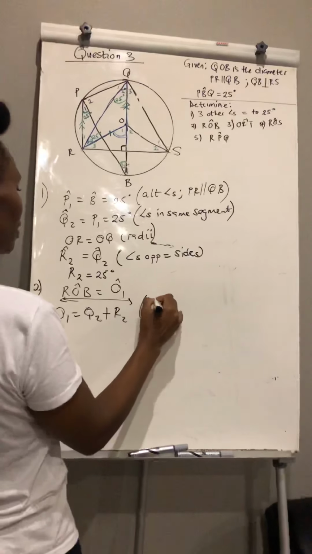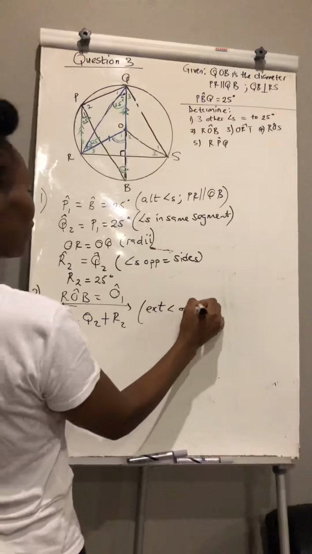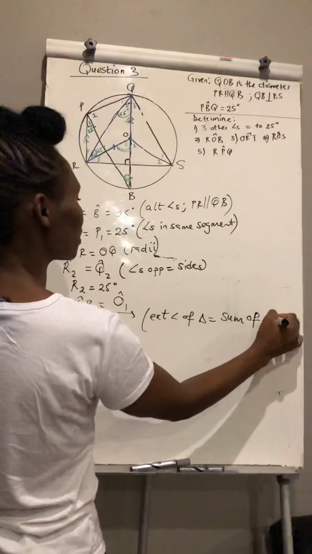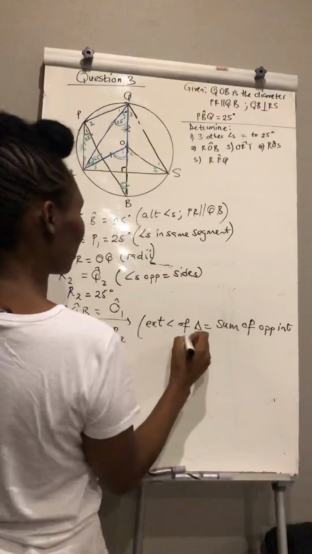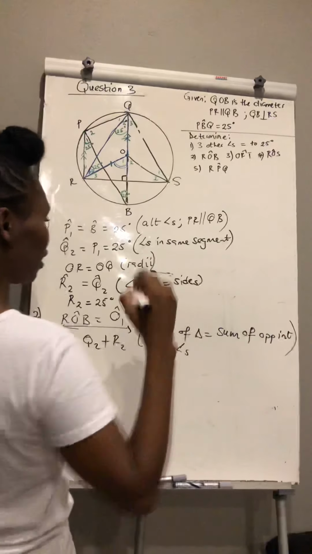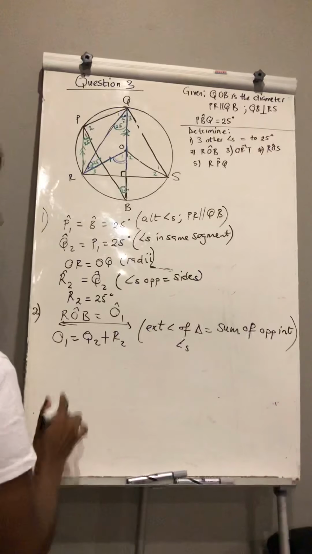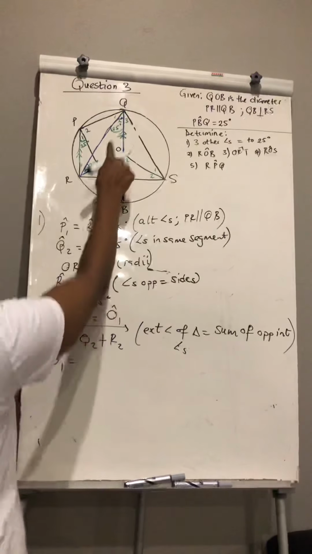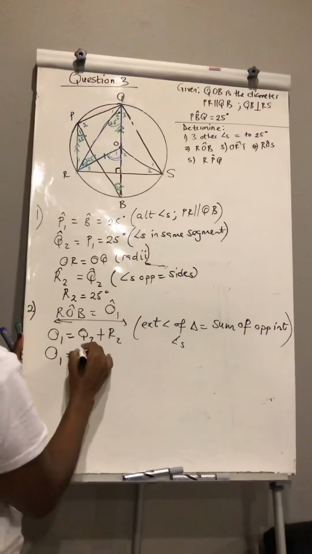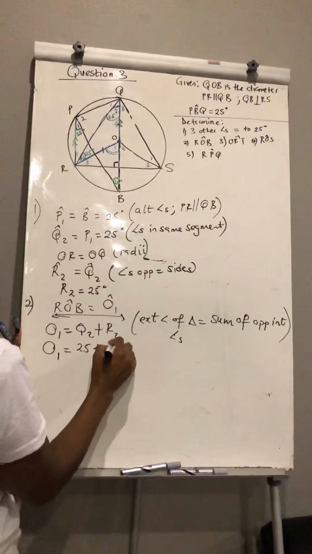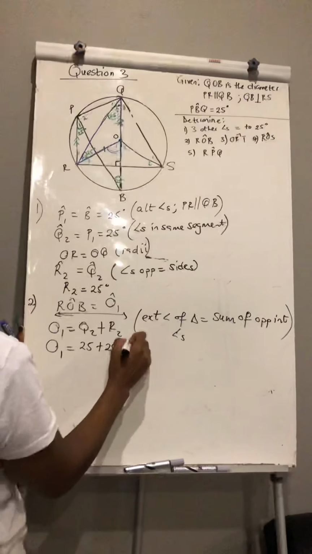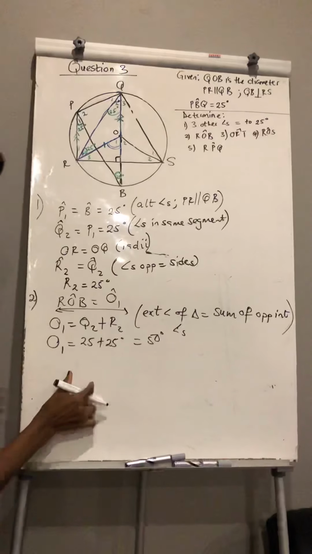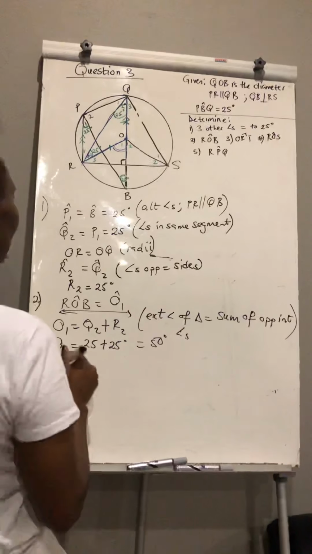This is an exterior angle of a triangle, which is equal to the sum of opposite interior angles. That is a good reason for that. So let's have O1 quickly. You know that Q2 is given, we calculated that one to be 25, and we also calculated that one to be 25 degrees. At times I just do this in a straight line, although you should just put it down here, you know, the formalities.